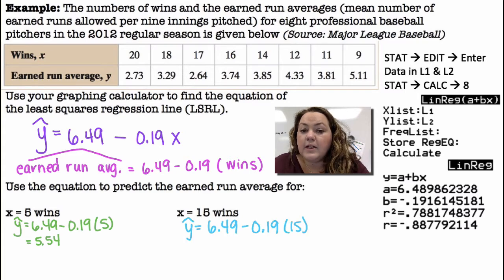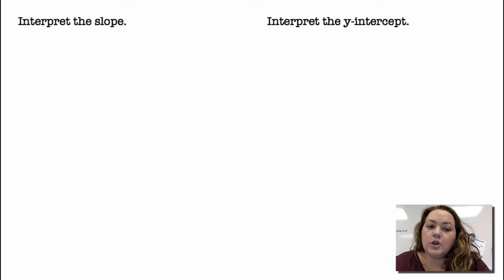And then for 15, I would plug 15 in for x. I do negative 0.19 times 15, add 6.49 to it. I get 3.64. So for 15 wins, I would predict the earned run average to be 3.64 runs. All right, so now interpret the slope and interpret the y-intercept.